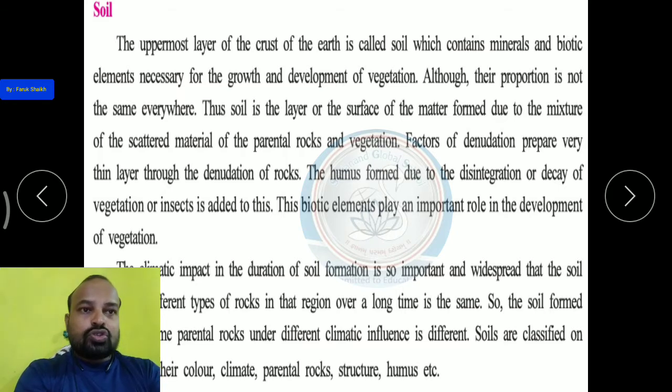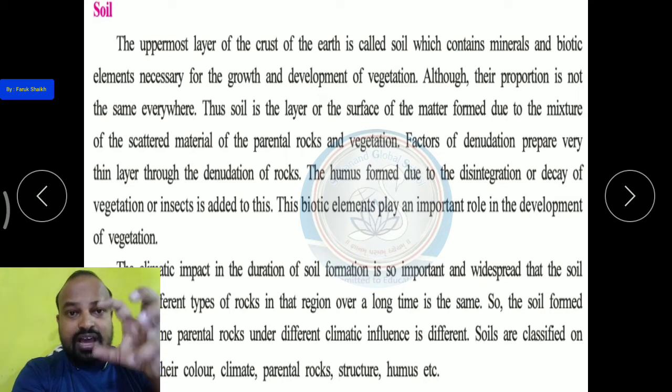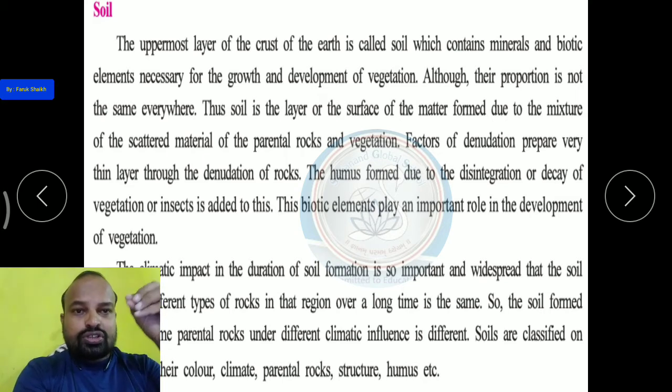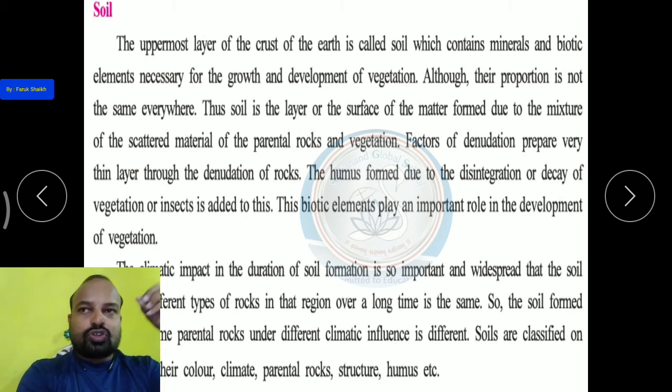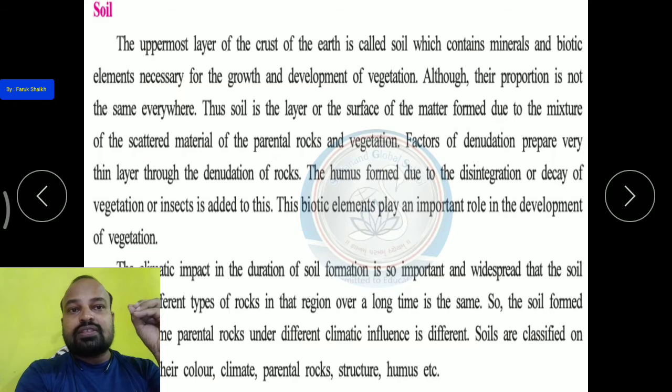So the factor denudation prepares a very thin layer through the denudation of rocks. When small particles of the rocks slowly separate from the rocks, because of the effect of rain, winter's cold, and summer hotness, the droughts, this is denudation, and that is why the thin layer of soil is formed.